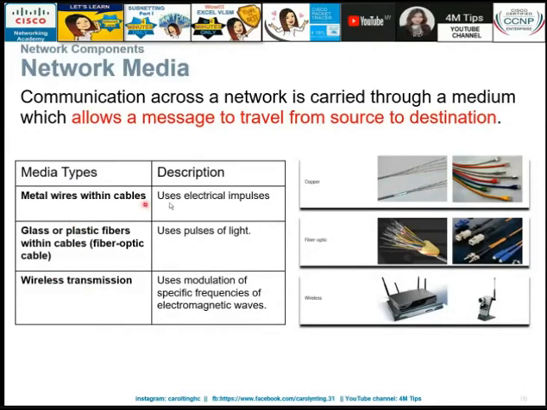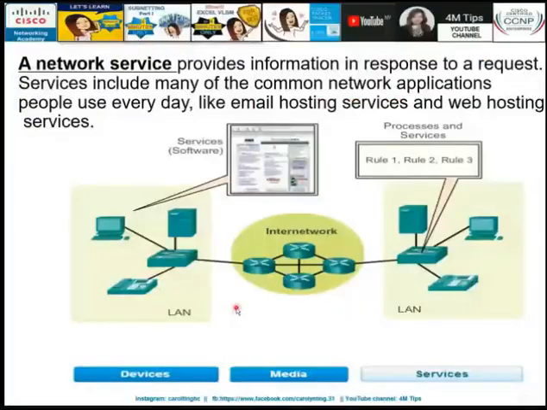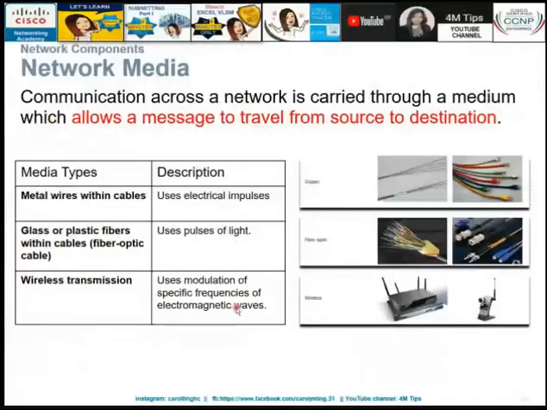Wired uses electrical pulses, or you can use fiber optic, which uses light to transmit the data. And for wireless, you are using electromagnetic waves. Now, in terms of speed, the fastest one is fiber optic because it transmits through light, if you learned physics. And the slowest one will be wireless transmission, which uses electromagnetic waves.